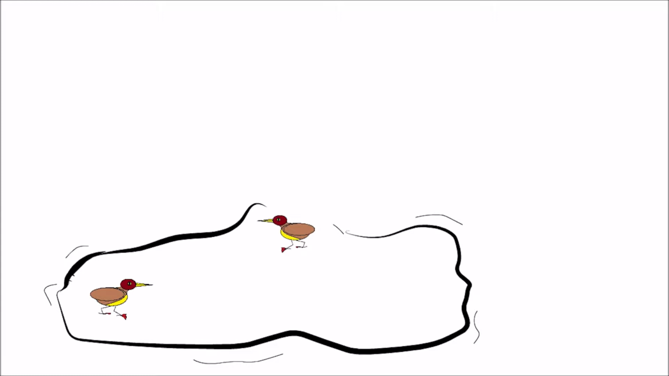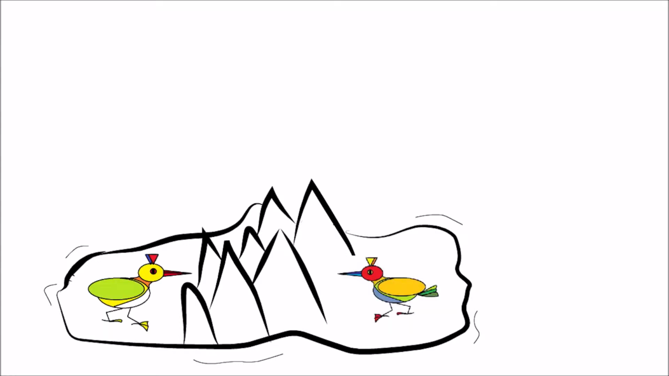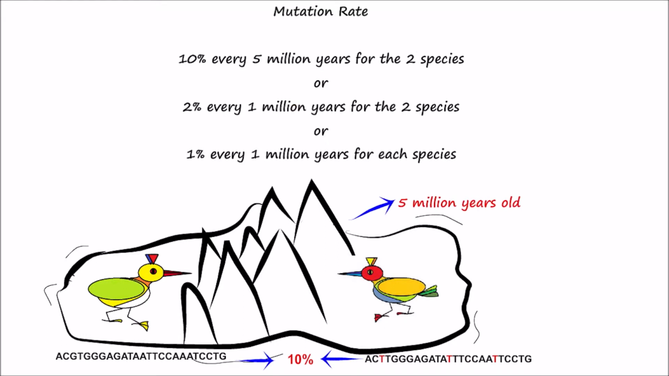Imagine that we have a group of birds of one species living on an island. Over time, a mountain forms, splitting the birds into an eastern and a western population. The two populations then evolve independently into two separate species, accumulating their own unique mutations and differing genetically by, say, 10%. If we know that the mountain formed 5 million years ago, then we know that the mutations must have accumulated at a rate of 1% per million years in each species.